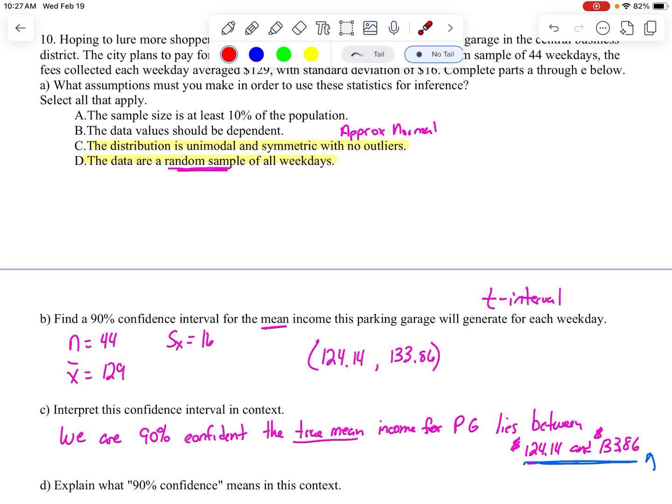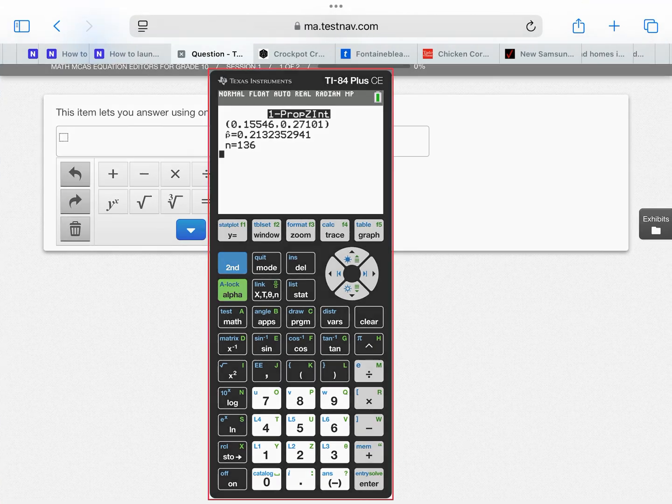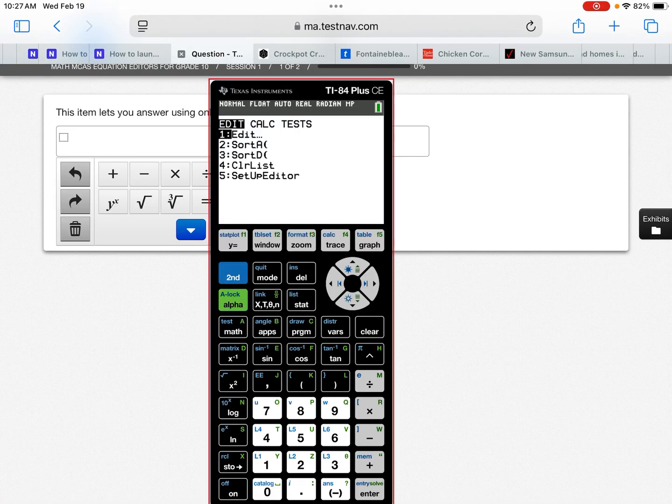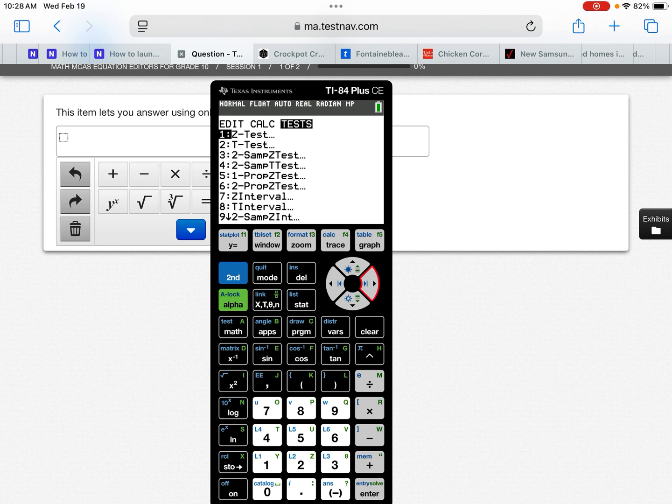There we go. So let's see what this 90% confidence interval is. So again, we're going to go stat, over to tests, and we are creating now a T interval. And we had all those different stats that we needed to write down. That means we have our choice of data or stats. We need to make sure we pick stats.